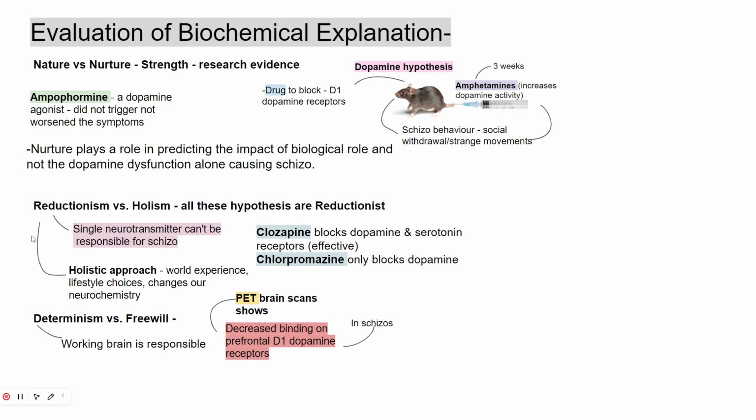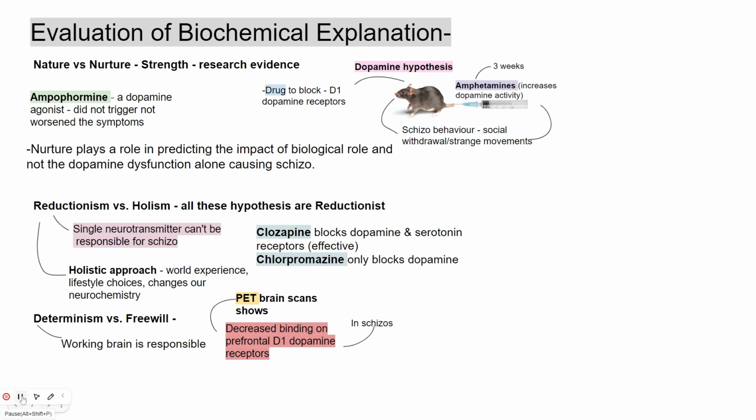Evaluation of the biochemical explanation, nature versus nurture. The strength is research evidence. Research was done on rats. They were given amphetamines for 3 weeks, which increases dopamine activity. They started showing schizophrenic behavior, like strange movements. A drug was later given to alleviate these symptoms, and the drug blocked the D1 dopamine receptors.